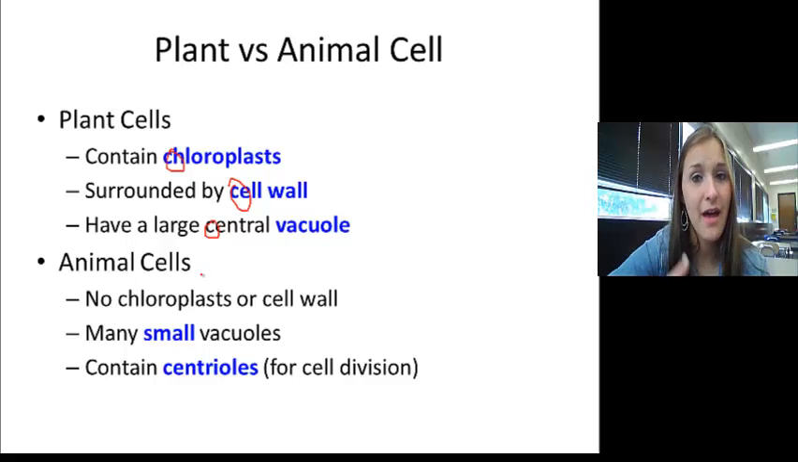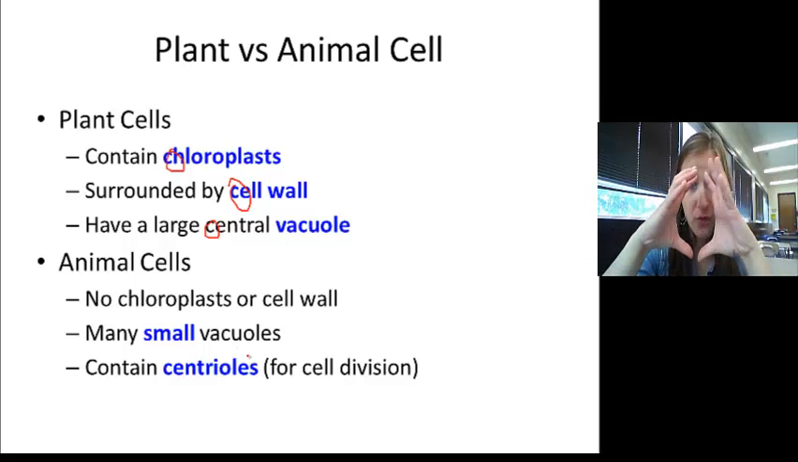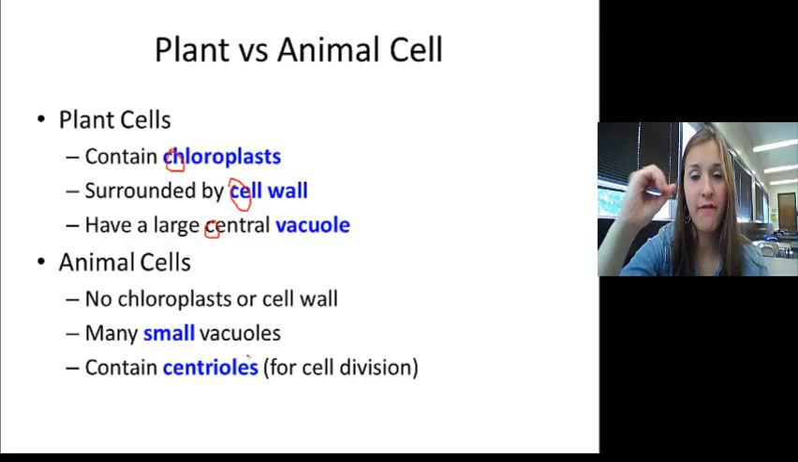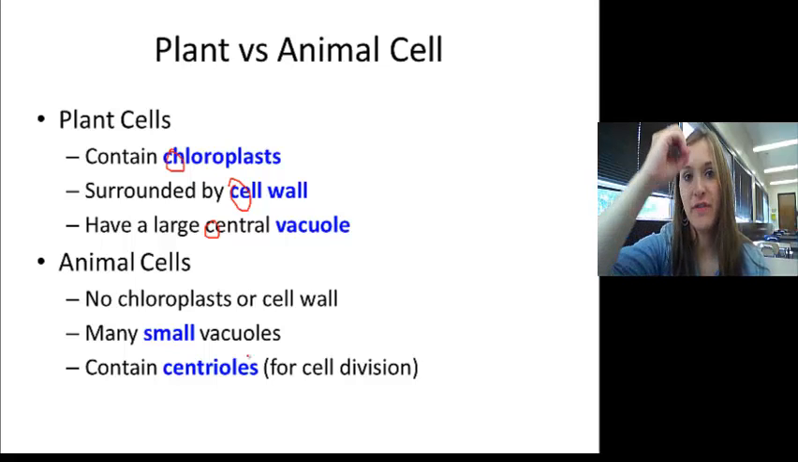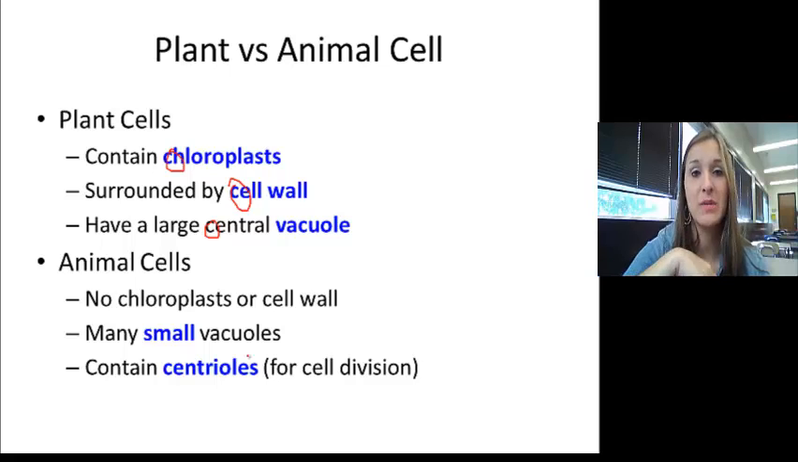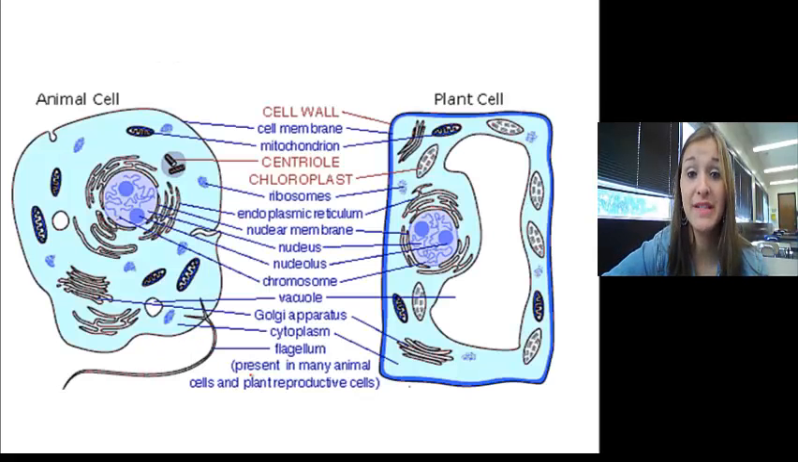Animal cells, us, we do not have chloroplasts and we do not have cell walls. And we don't have one big, large vacuole, we have many small vacuoles. So we have a lot of different storage sacs all over the place, whereas plants have one big, large one. And we also have centrioles for cell division, but plants don't have that. So here we can see those differences.